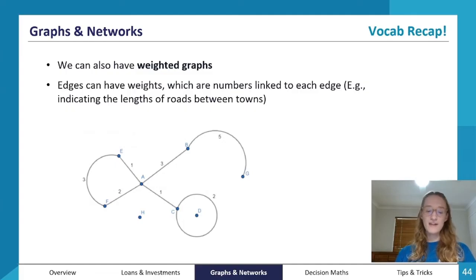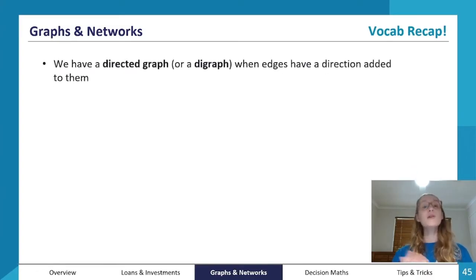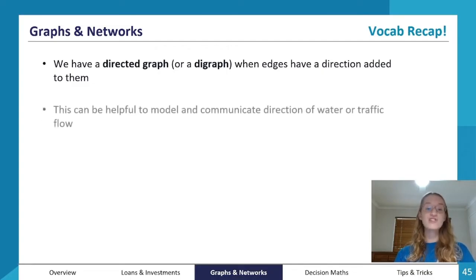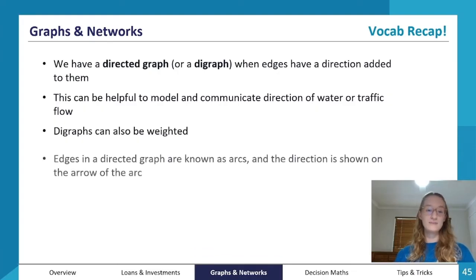So we have an example of that here. You can see that this edge here has a weight of 5. This has an edge of 3. We're not told here what it means, but we can see that it does have weights. We can also have a directed graph or a digraph where edges have a direction associated with them. And this can help us model and communicate the direction of something. That could be water flow, traffic flow, different things. And digraphs, so a graph with direction associated, can also be weighted.